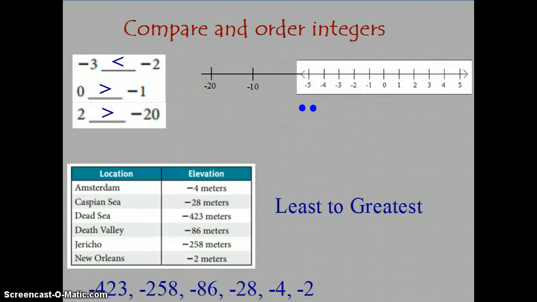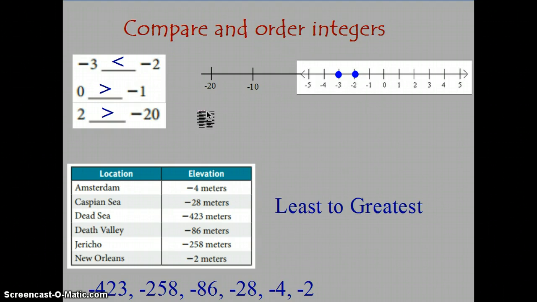Alrighty. Next, compare and order integers. The first one says negative 3 is less than negative 2 because on the number line, negative 3 is more negative than negative 2. Remember, the further to the left, the smaller the value is, and the further to the right of 0, the larger the value is.